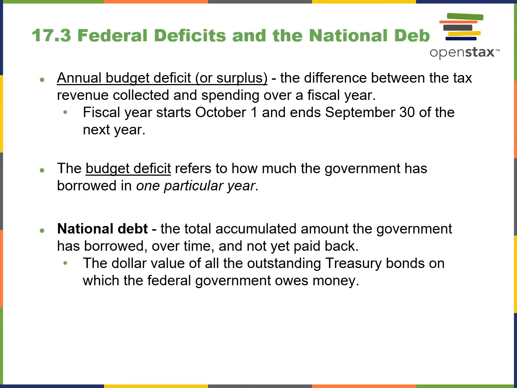Federal deficits and national debt, annual budget deficit or surplus. Basically, the fiscal year for the country starts October 1 and ends September 30th. Budget deficit, once again, is what was borrowed in one particular year. National debt is the cumulative effect of all the borrowing over the years. Also, if we have a surplus, that takes away from the debt. If we continue to run deficits year after year after year, that contributes to the growth of the national debt. And that's the dollar value of all the outstanding treasury bonds on which the federal government owes money.